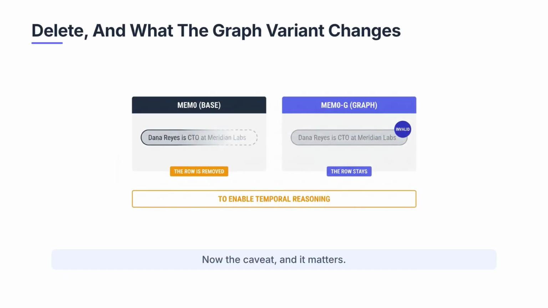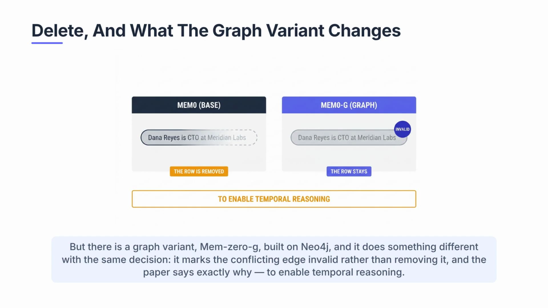Now, the caveat, and it matters. In base Mem0, delete means delete. The memory is removed from the set, gone. But there is a graph variant, Mem0G, built on Neo4j, and it does something different with the same decision.